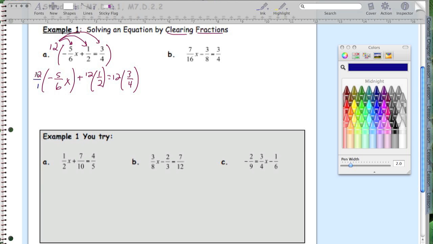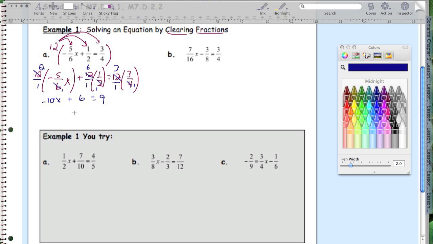Now in doing that, this is really 12 over 1 times negative 5 over 6. We have miniature multiplication, so things are going to cancel. This becomes a 2, this becomes a 1. And I have 2 times negative 5, so that's negative 10x, because my denominators are 1. Now I move on to the next fraction. I have 12 over 1 times 1/2, that's 1, 6. 6 times 1 is 6. All of that's over 1, so it's just 6. And over here, 12 over 1 times 3 over 4, that's 1, that's a 3. 3 times 3 is 9. And what I have now is negative 10x plus 6 equals 9.